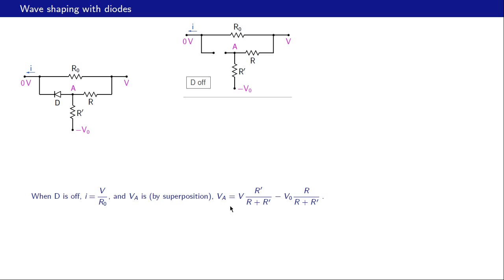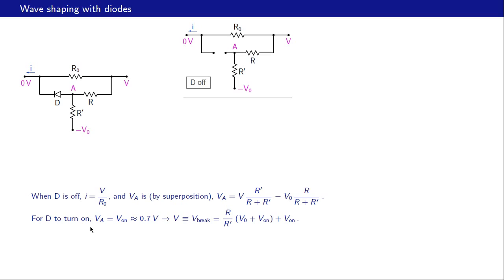Let us look at this equation, and let us say V is positive. Now this term is positive if V is positive, and this term is negative. As V increases, VA will also increase, and at some point it will reach 0.7 volts. Now VA becoming 0.7 volts means the diode turns on, and that provides a breakpoint in the V versus I relationship.